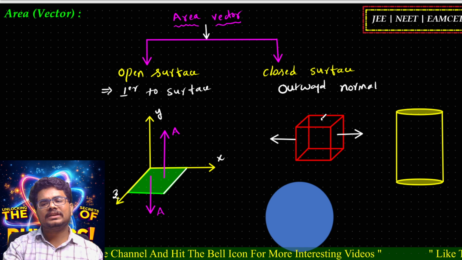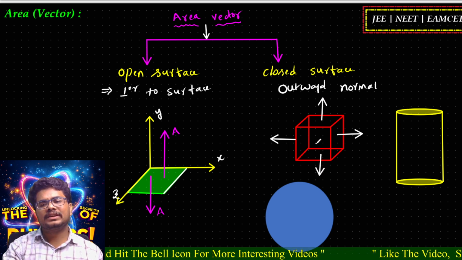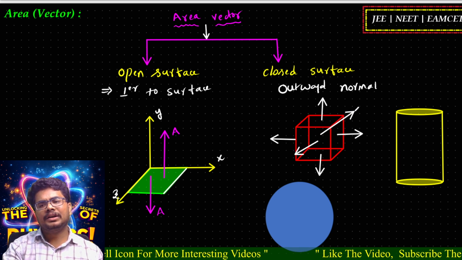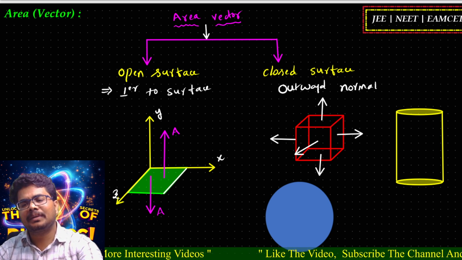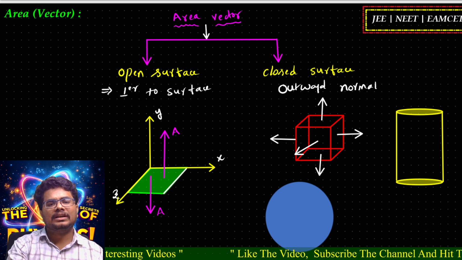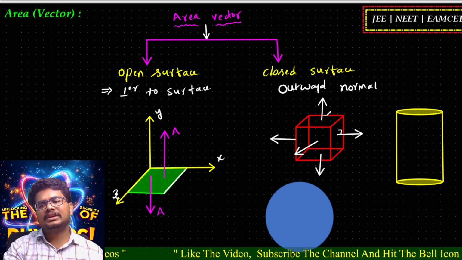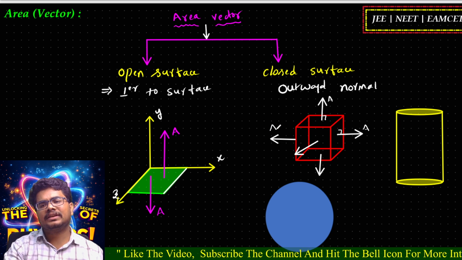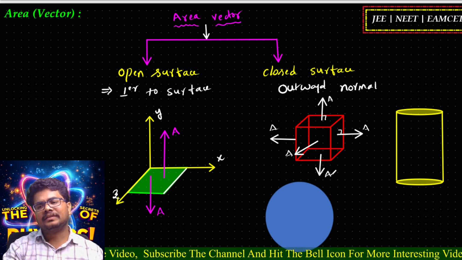For the upward face, like this. For the bottom face, downward. For the front face, out of the board. For the back face, into the board. Like this we can choose the area vector. Everywhere, if you observe, they should be normal to the surface, the angle should be 90 degrees. So this is the area vector, this is the area vector, and the back side one goes into the screen.